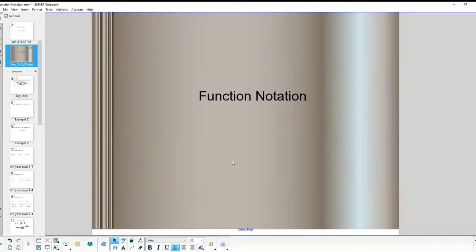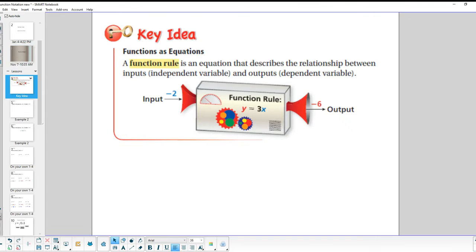Continuing our discussion of functions, today we're going to talk about a subject called function notation. This is a very important thing that we need to present to you and help you to understand. So what do we mean by function notation? Well, let's get into this and see what we do mean.